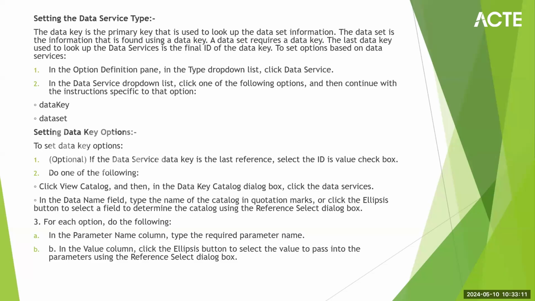So how do you set that? In the option definition pane, type drop down list and click data services. In the data services drop down list, click one of the following options: data set or data key. These are the two available in data services. If the data service data key is last reference, select the ID is value checkbox. So do one of the following. Click view catalog. This view catalog is like you can see in the manuscript. When you click on that key, the data key dialog box will appear. Click data services. In the data name, type the name of the catalog with quotation marks.